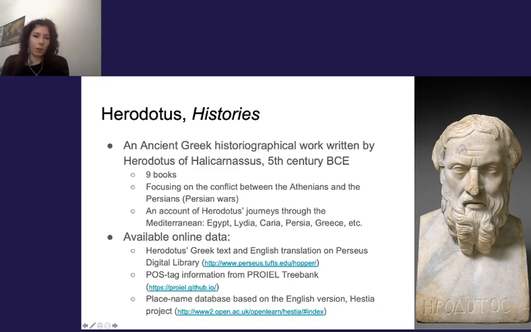Of course, we had open data translations in English and, of course, the ancient Greek text, both of which were provided by the Perseus Digital Library in XML format. We did have part of speech tags for the whole histories, part of which was provided by the Proiel Treebank project, part of which was provided by Giuseppe Celano. And we also had a place name database, which was based on the English translation provided by the Hestia project. And this proved to be particularly useful because it gave us an idea of the number of places that we should have recognized.